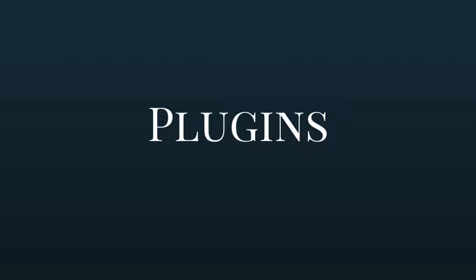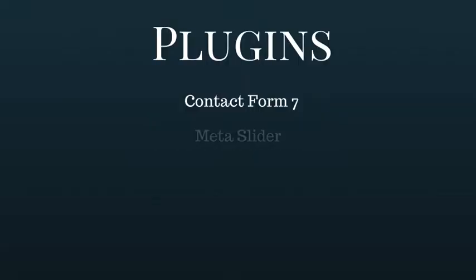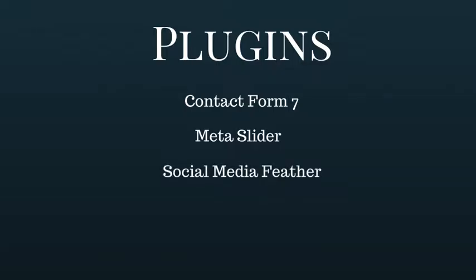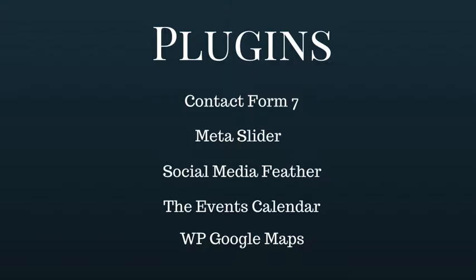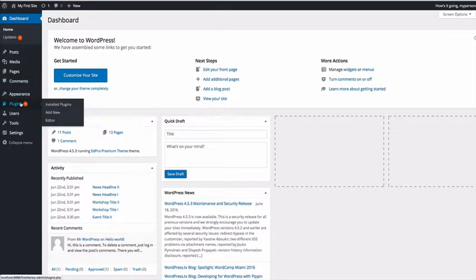In this tutorial we will use the following 5 plugins: Contact Form 7, Meta Slider, Social Media Feather, the Events Calendar, and WP Google Maps. To do so, go to your dashboard and hover your mouse over Plugins.